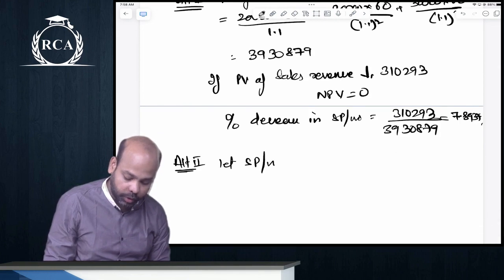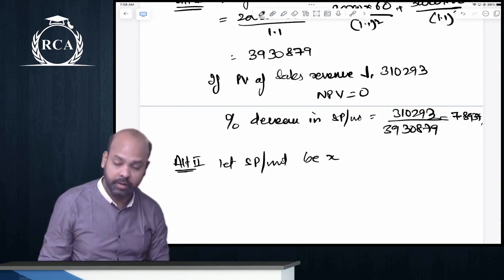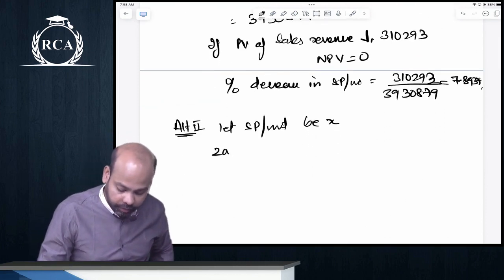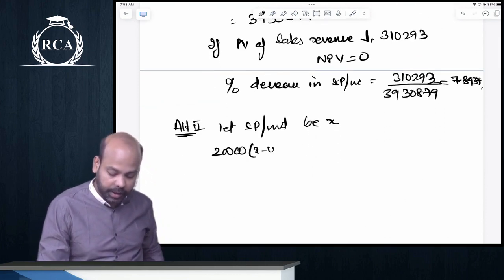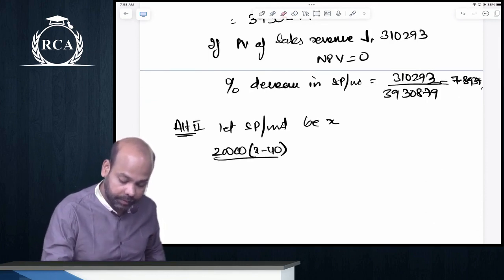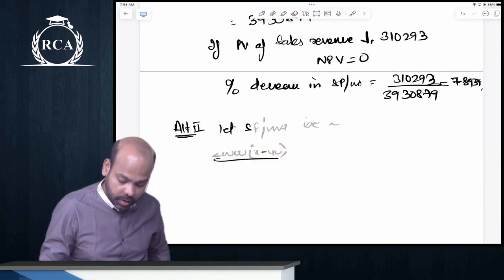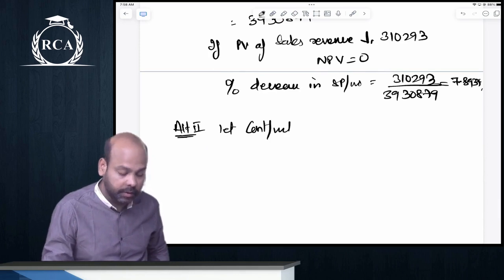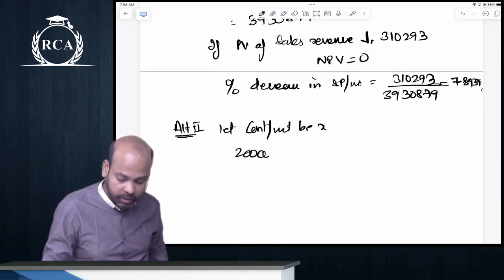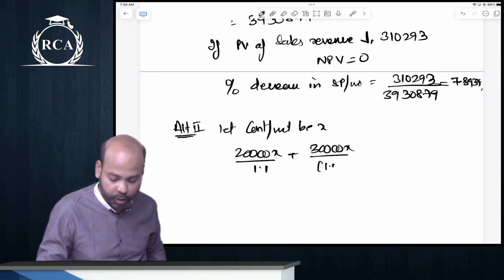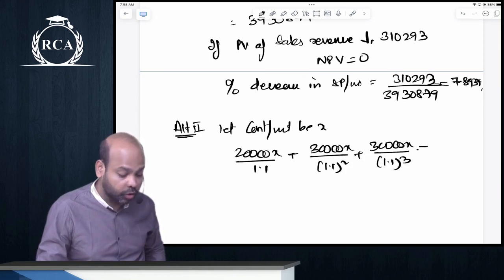Let selling price per unit be X, and recompute this entire thing, beta. For the first year you will write 20,000 multiplied by X minus 40, divided by... or else, let contribution per unit be X, guys. If your contribution per unit is X, you will write 20,000 X divided by 1.1 plus 30,000 X divided by 1.1 whole square plus 30,000 X divided by 1.1 whole cube. What will I equate this with, beta?